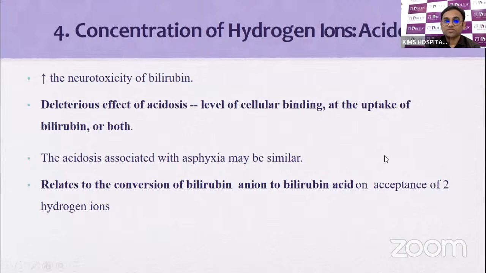So the concentration of hydrogen ions is increased, which leads to acidosis. This acidosis can lead to more neurotoxicity of the bilirubin. It has deleterious effects: it affects the level of cellular binding of the bilirubin and can increase the uptake of the bilirubin. Thus, acidosis can lead to the dissociation of the bilirubin from the albumin and the formation of bilirubinic acid. Similarly, babies with asphyxia will have acidosis and more H plus ions. This kind of acidosis can also lead to more bilirubinic acid formation and the subsequent development of BIND.